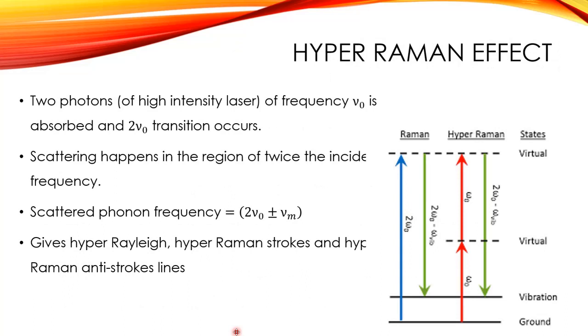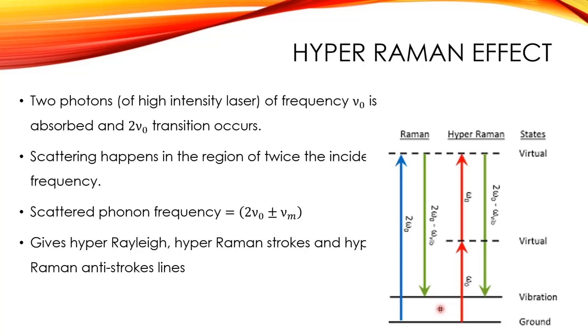Now let us step into the first nonlinear Raman effect, that is hyper Raman effect. In a normal Raman effect, an incident radiation is absorbed and the molecule goes to a virtual state, and then it decays to a lower energy state or higher energy state, giving you the Stokes or anti-Stokes lines.